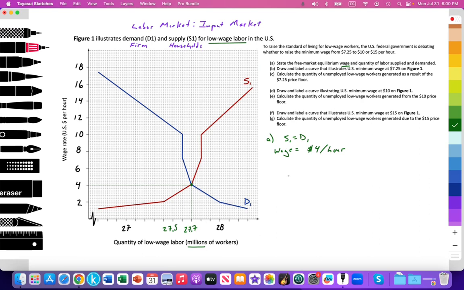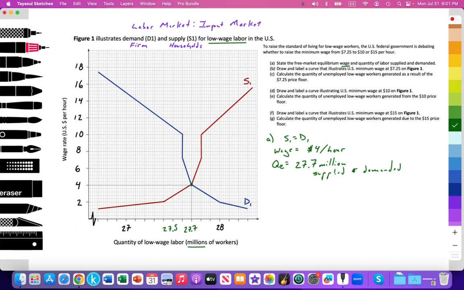0.8, 0.9, then 28. So the equilibrium quantity is at 27.7 million workers supplied and demanded. That would be our answer. So at that equilibrium wage of $4, moving along the supply curve, households are supplying their labor. So in total across the United States, 27.7 million workers are willing to work for $4 an hour. And then the level of demand, firms willing to demand 27.7 million workers at $4 an hour.